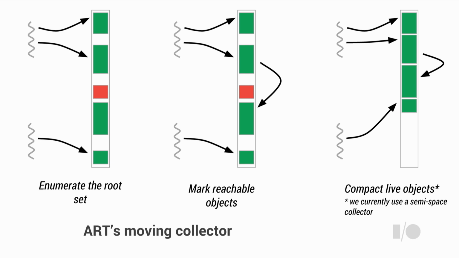We do this in ART via 2 approaches. We have a semi-space garbage collector, where we create a new memory region, and we evacuate the objects out of a heap and into that newly created space. And we also have a mark compact algorithm that's coming online at the moment, where we compact things in place.